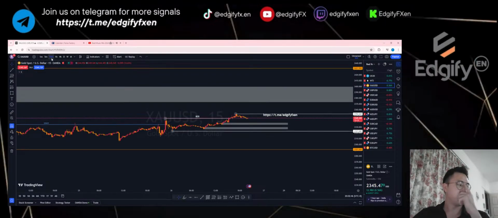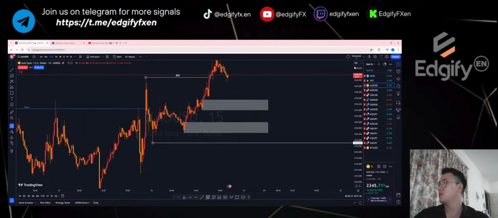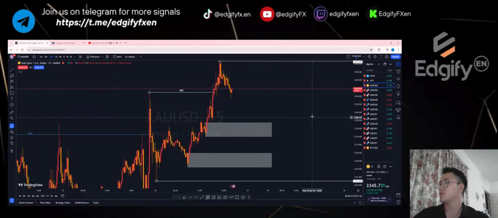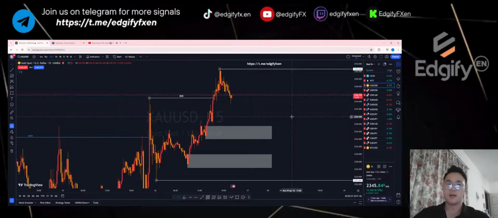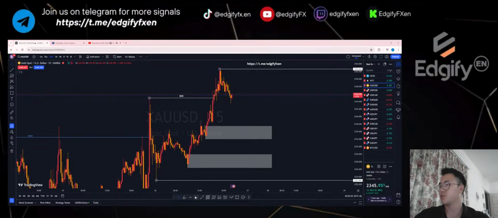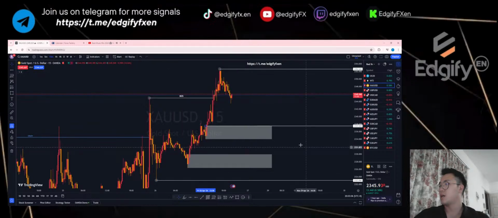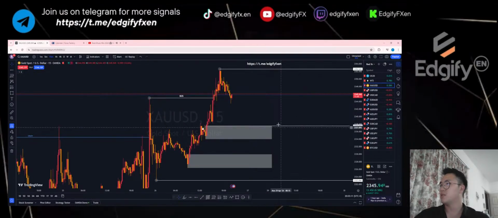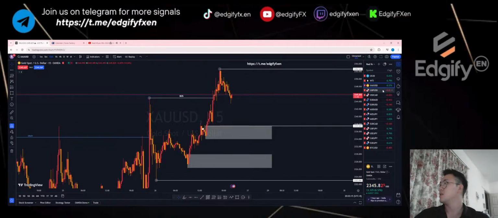On the 15, we do see the market going up, so I'll be targeting to buy at either one of these two zones here. As soon as the price steps in, we will look for a possible entry. I'll set an alert here, and we'll come back to gold later to see if we can actually get an entry.